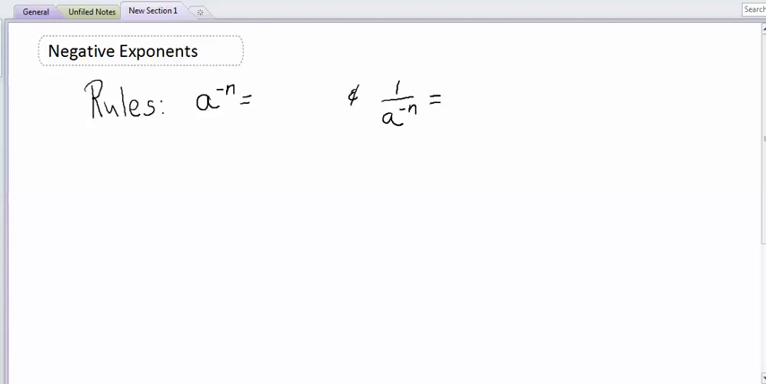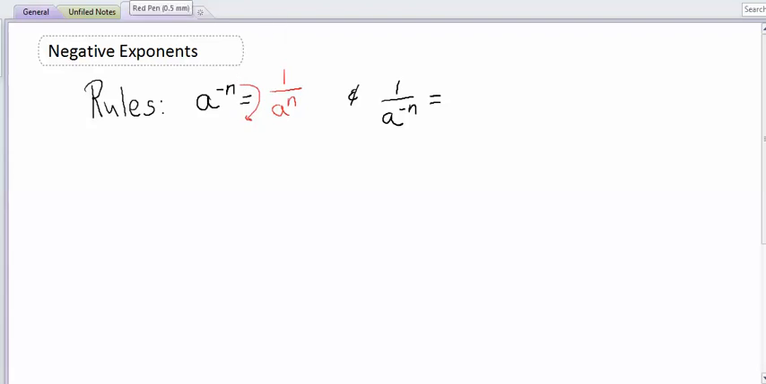Alright, the first thing is we've got a to the negative n. What you're going to do when you do negative exponents is you're never going to have a negative exponent. You want to make it positive always. So you're going to take it and put it at the bottom of a fraction. When you do that, you put a 1 over it. So it's 1 over a to the positive n. And I'm all done. I got rid of my negative exponent and I put it to the bottom.